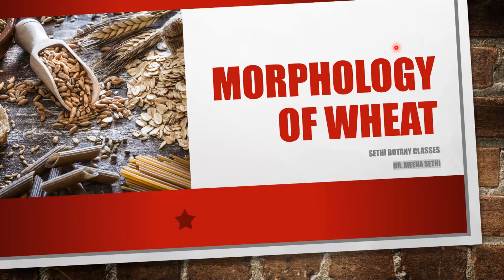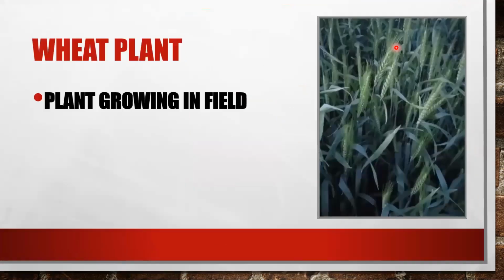I am going to present you a series of wheat videos. This is the morphology of wheat video. In this case, we will explain external characters of the wheat plant. Now, this is the plant which is growing in the field. You can see this is green in color and this is the inflorescence part of the plant.